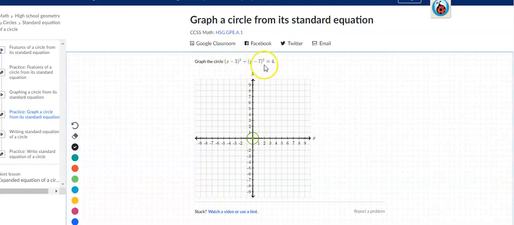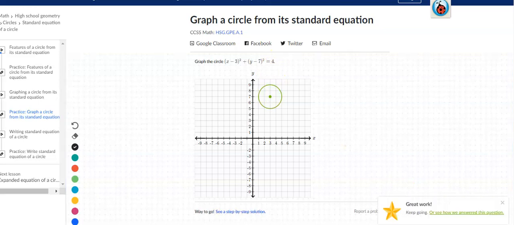And last one in the section, those are both negative, which means I do them both positive. So positive 3, positive 7, square root of 4 is 2, so I just move that to 2. And I am finished.